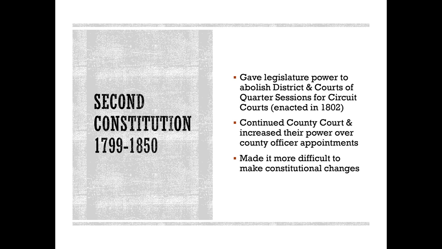The biggest impact on the judicial system from this constitution was that it gave the legislature the power to abolish the district court and court of quarter sessions and replace them with the circuit courts, which they actually did in 1802. So not immediately, but soon after, they did replace them. But again, it continued the county court. They didn't change it. It actually even increased their power a little bit, so they had power over their county officer appointments. Before that, I believe the governor had to appoint officers within the county.